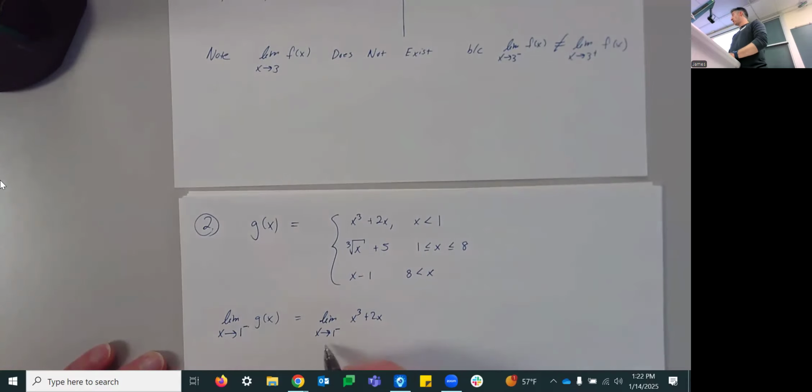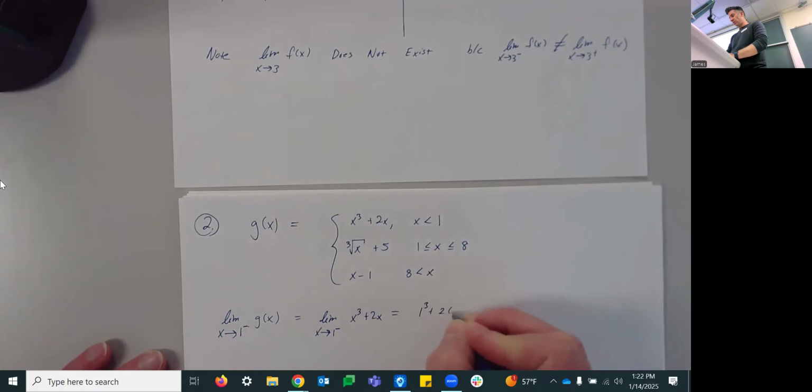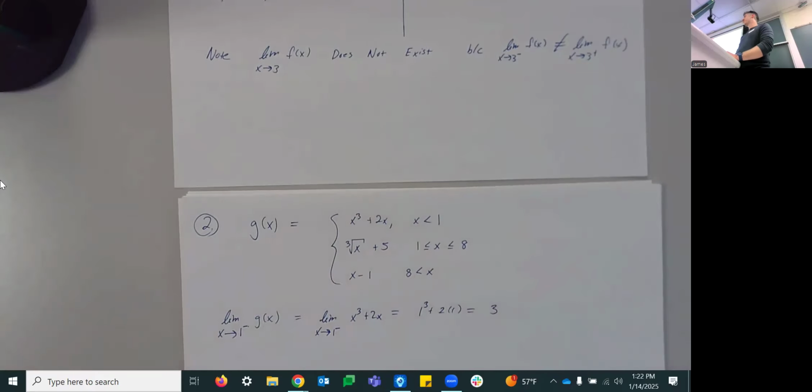If I plug in not 0.9 or 0.99 or 0.9999, if I plug in 1, because that's what we're approaching, we're going to get 1 cubed plus 2 times 1, which is 3. So as x approaches 1 from the left, the limit's 3. Let's see what's going on from the right-hand side.